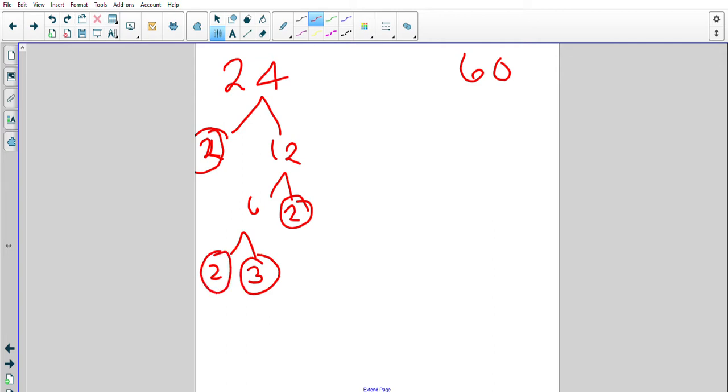So our prime factorization for 24 is 2 times 2 times 2 times 3. If you wanted to get real fancy like we did on Friday, you could write 2 to the power of 3, or 2 cubed times 3.